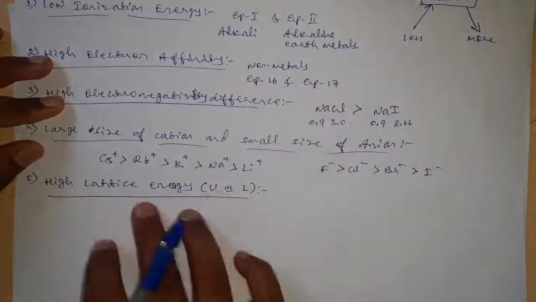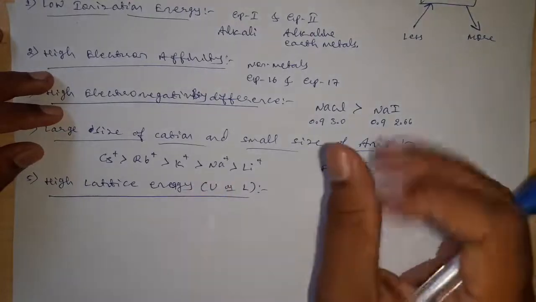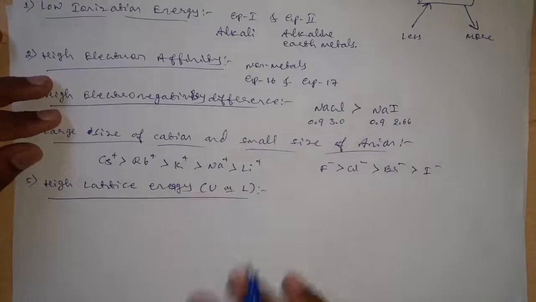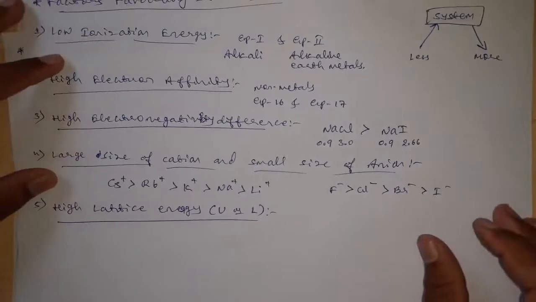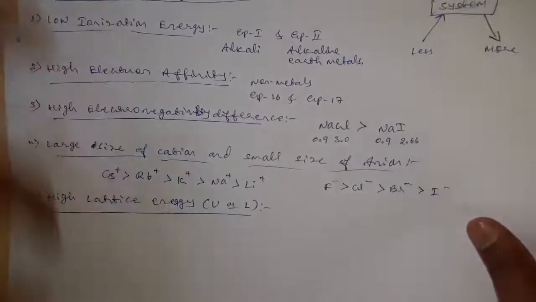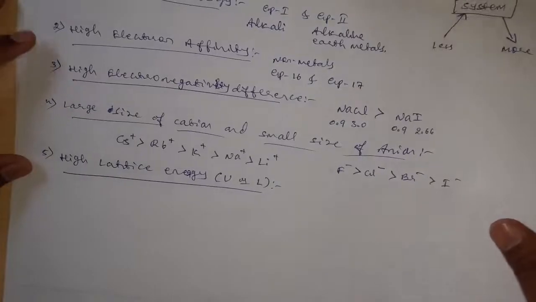Therefore, the combining atoms should combine by releasing a high amount of energy. Okay. And about this lattice energy we will discuss in more detail in the next session. This is all about the factors which are favoring the formation of an ionic bond. Now we will discuss the physical properties of ionic compounds.